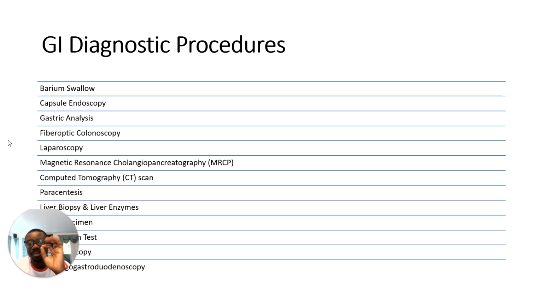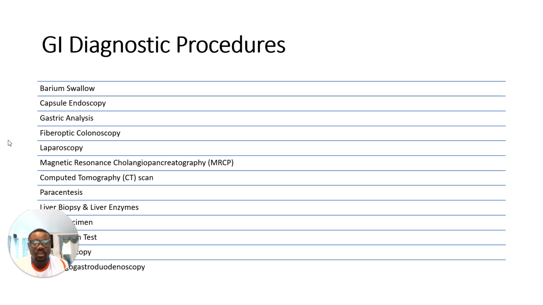It is like they have a small camera in the form of a capsule that you swallow. It goes into the GI tract and it goes down in the GI tract. It is meant to detect GI bleeding or changes in the lining of the small intestine. That's the function of the capsule endoscopy.